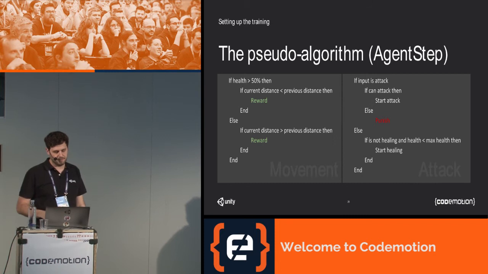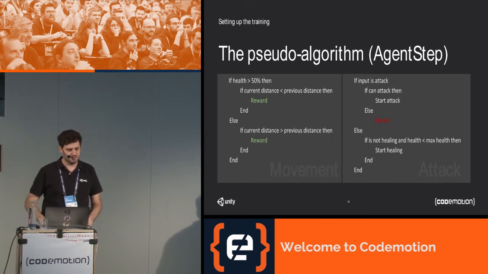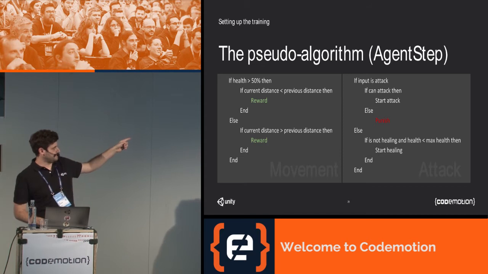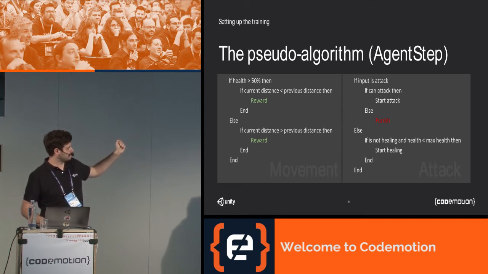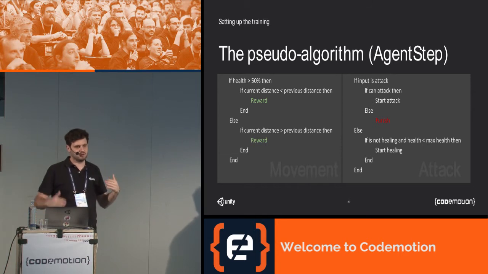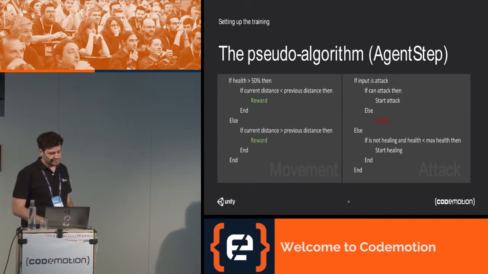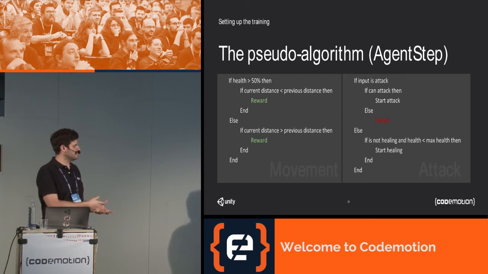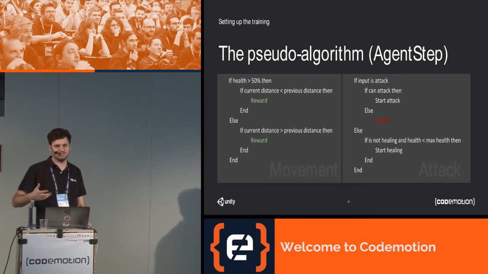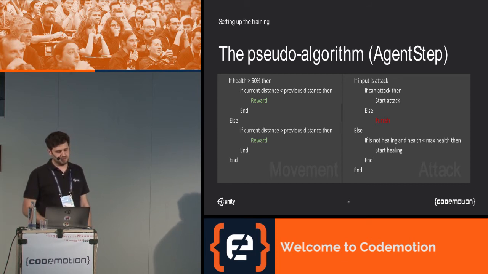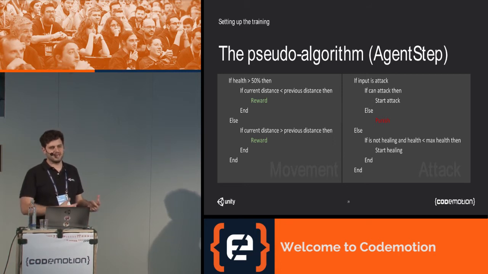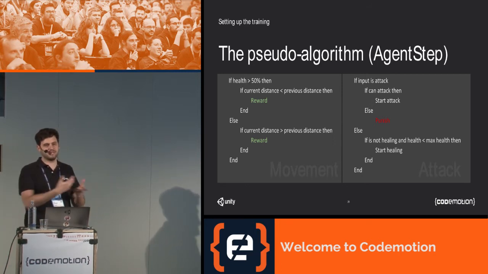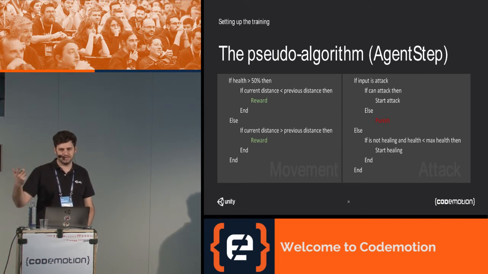So we said, okay, how do we make this movement back and forth? We say, if your health is above 50%, so you're not at risk, then if the current distance is less than the previous distance, it means that the agent is getting closer to its enemy, then we reward it. So we reward the behavior of getting closer. If the health is below 50%, so this other branch of the if, then we reward getting away. We don't say get away, but we reward getting away, so that the agent learns in time.